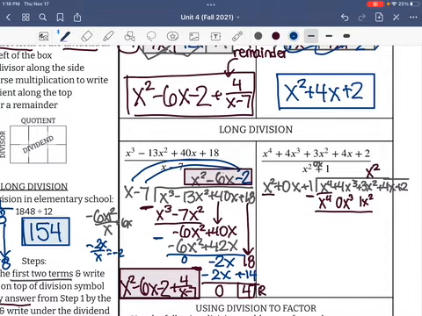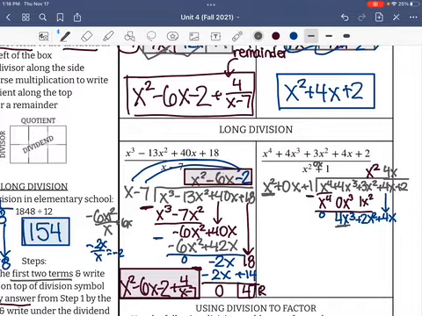x to the fourth minus x to the fourth is 0. 4x cubed minus 0x cubed is still 4x cubed. And 3x squared minus 1x squared is 2x squared. Then you drop the next one down. And you divide the first two. 4x cubed divided by x squared is 4x.